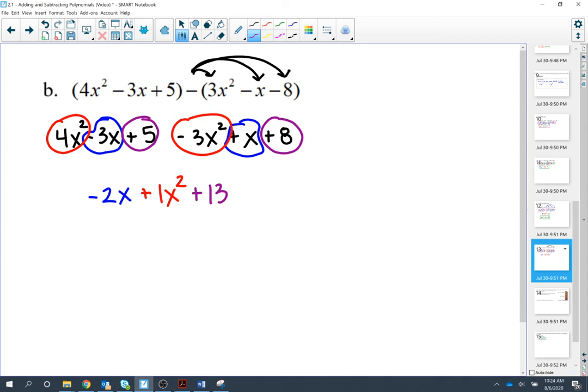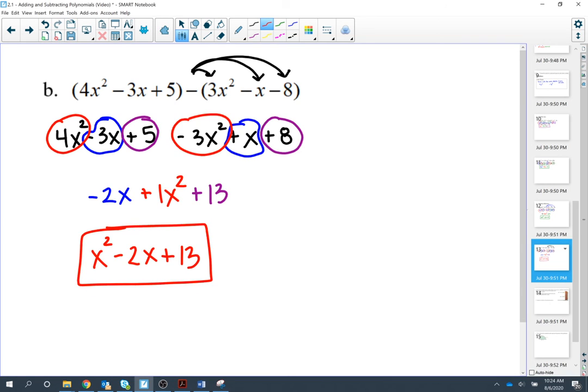Okay, final answer. First of all, get rid of the 1 on that x squared. We don't need it. And second of all, write it in standard form. So 1x squared is just going to be x squared minus 2x plus 13. That is your standard form. And then there's your final answer.